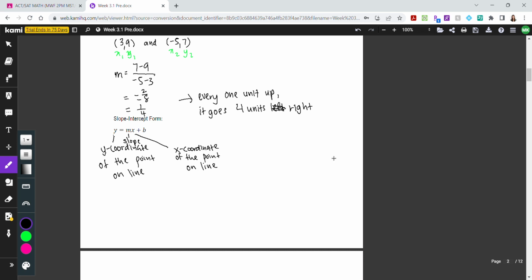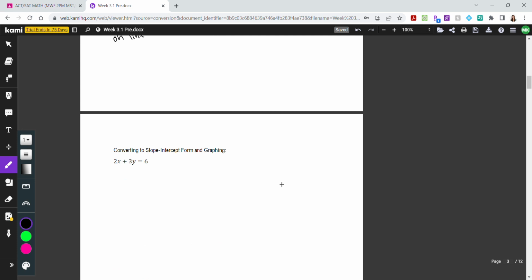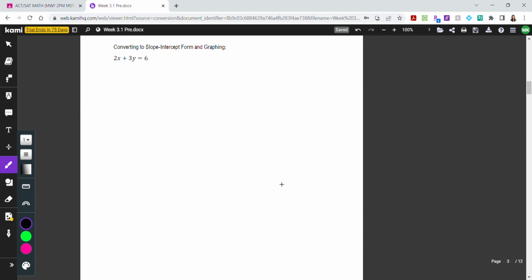And b is your y-intercept. All right, so these are really, really helpful to remember, so make sure you do. Then the next thing we have is converting to slope-intercept form and graphing.